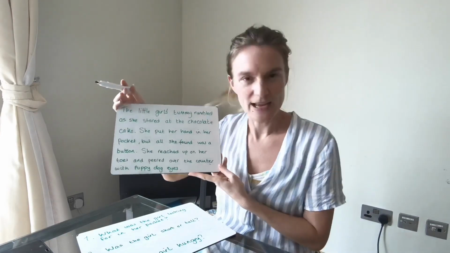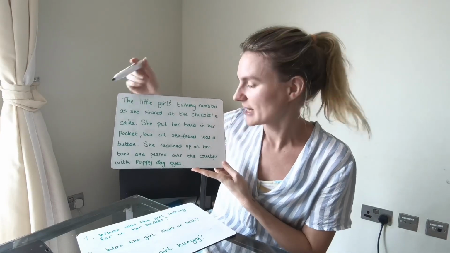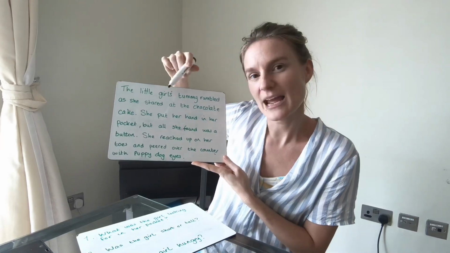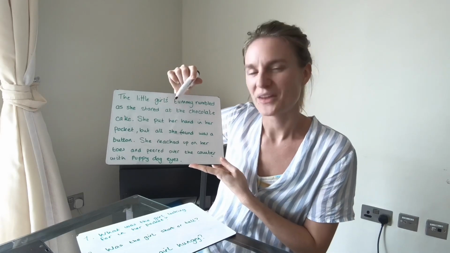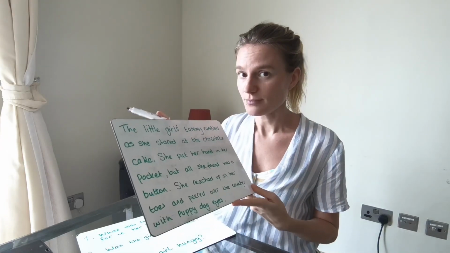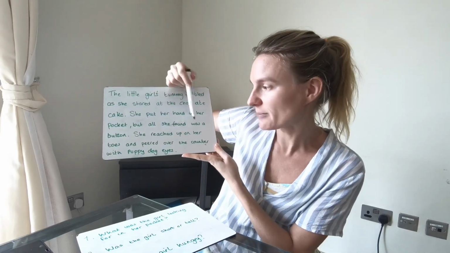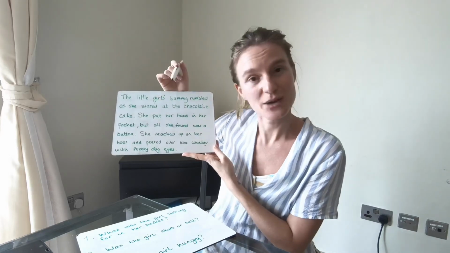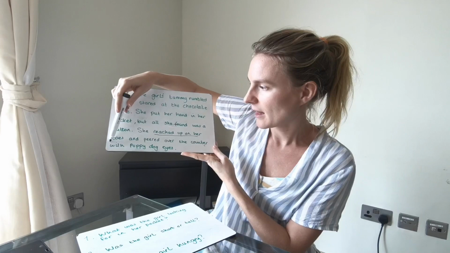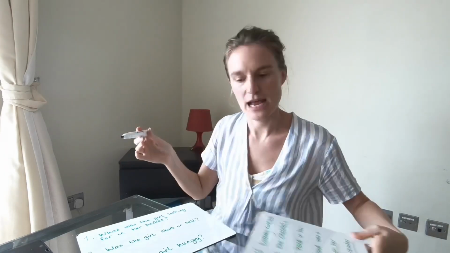Now, what does that say about how tall someone is? Are they tiny or are they really big? If she has to reach up on her toes and peer over the counter, what does that say? That she's small, she's short. So we would say the girl was short because she had to reach up on her toes and peer over the counter. That's my evidence from the text.